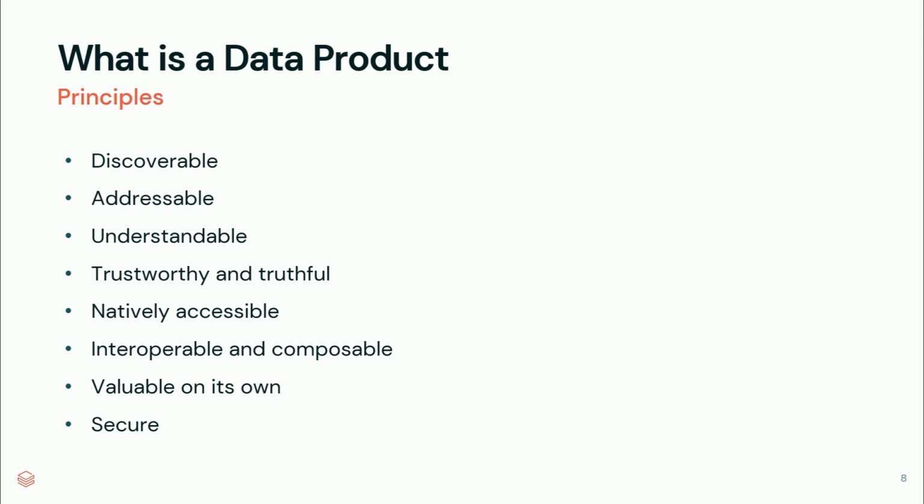Natively accessible. So that means you don't need a proprietary new technology stack to access the data when you're using a data product. In an ideal world, you can continue to use the same tools that you've always used to access your data products. Then we want them to be interoperable and composable. That's kind of useless if they're just independent data sets existing in the world. We want to put them together.